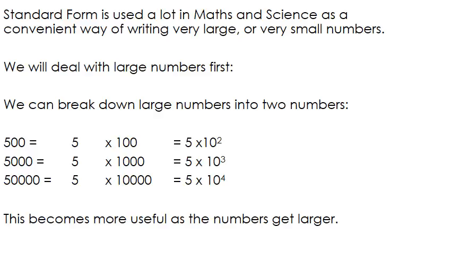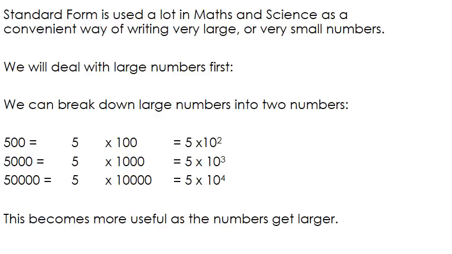So we'll look at large numbers first, and we can break down large numbers into two numbers. The numbers I'm using here aren't particularly large, but it's useful to look at smaller numbers to start with. So 500, we can write as 5 times 100. And as you should know, 100 you can also write as 10 squared, or 10 to the power of 2. So 500 is the same as 5 times 10 to the 2. So if you were to write 500 in standard form, it would be 5 times 10 to the 2.